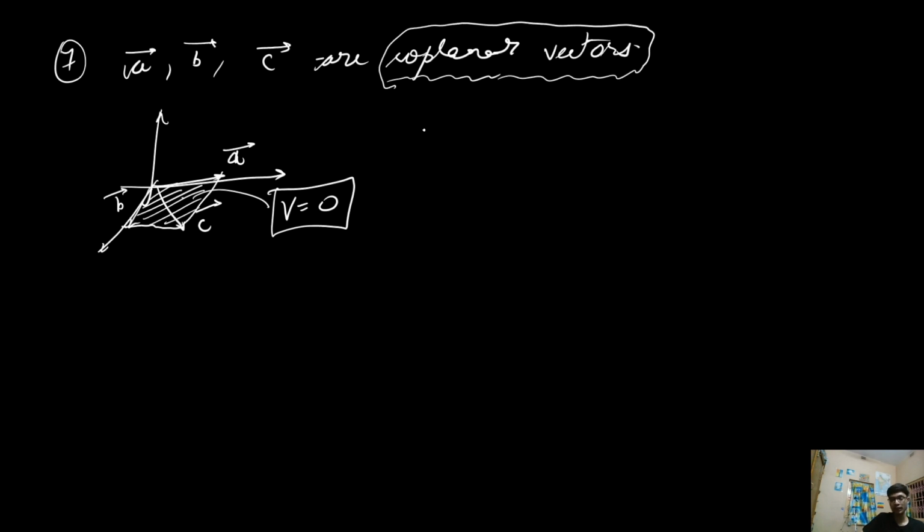Whenever you are given 3 vectors such that they are coplanar vectors, you will directly apply the result, that is the box product. उन तीनों का box product आप 0 से इक्वेट कर दोगे. I hope this particular result will be clear. Okay, so with this let us move to the 8th property.